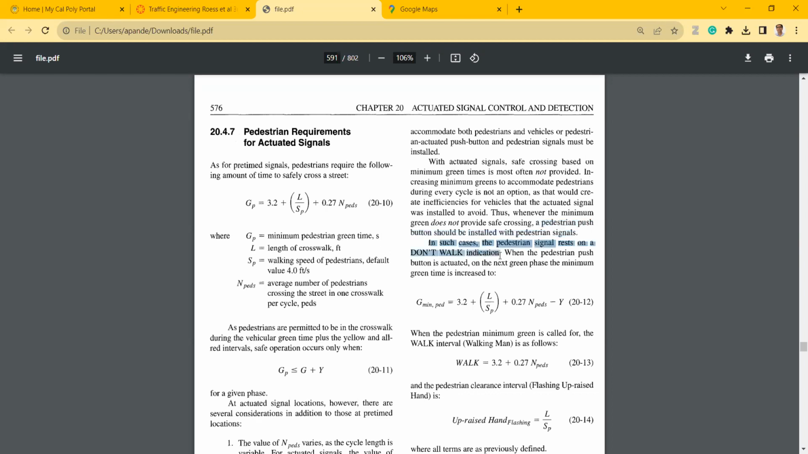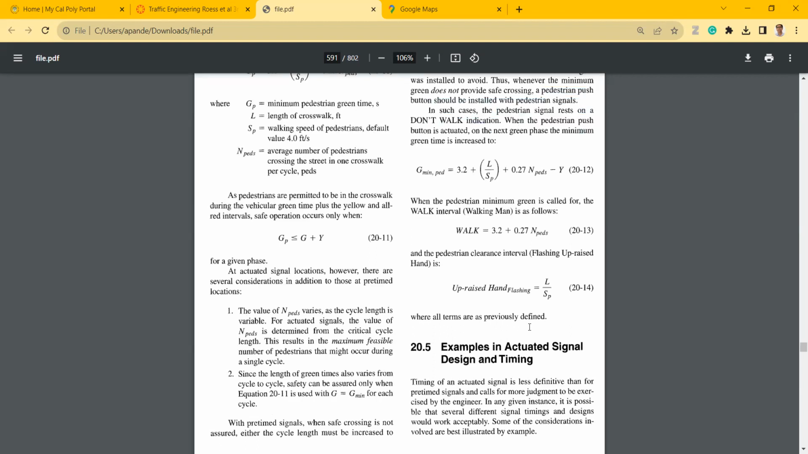Pedestrian signal rest and don't walk indication. When the push button is actuated, then that's when the next green phase, the minimum green time is increased to this value to accommodate the pedestrians. Okay.